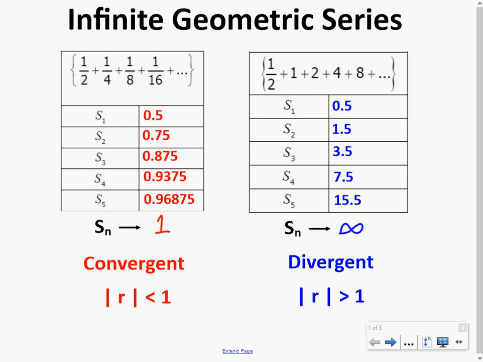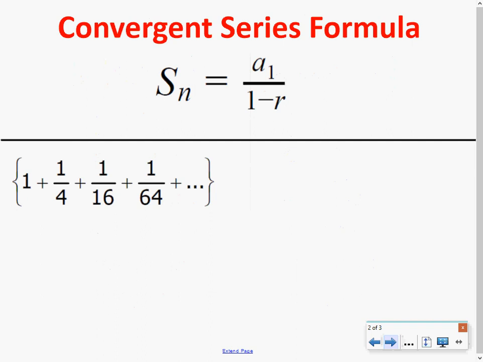And anytime you have an infinite geometric series where your constant ratio is greater than 1, you will have a divergent series. It will not approach a specific value. It might go to positive infinity, negative infinity, or it'll just be impossible to calculate. Okay? So let's look at a specific example here.